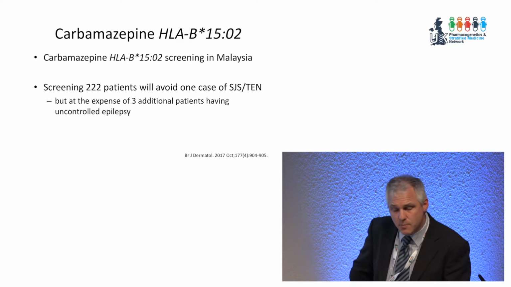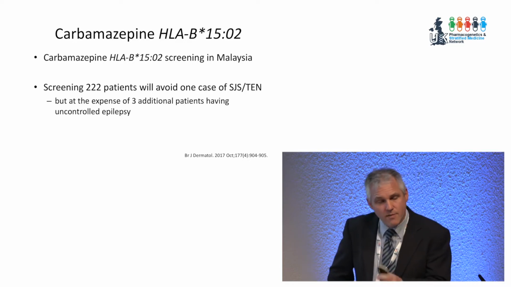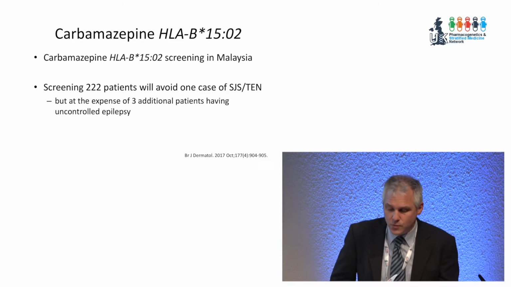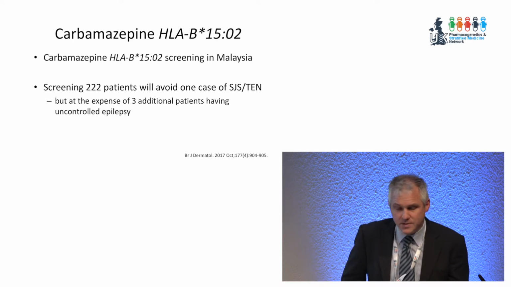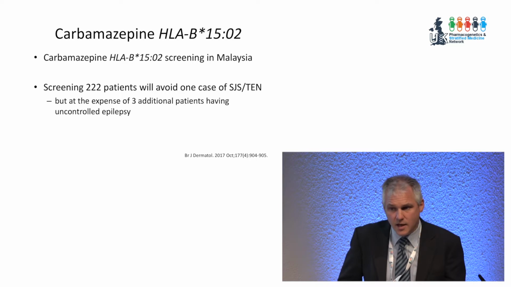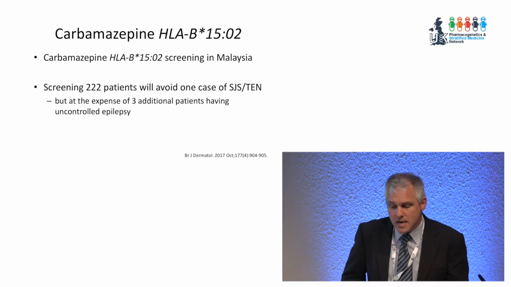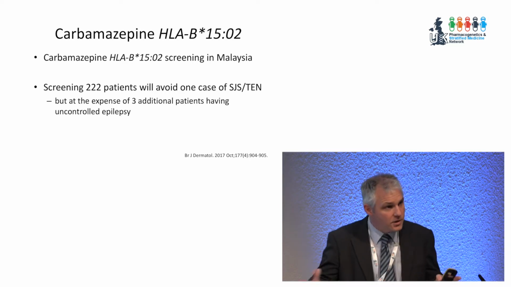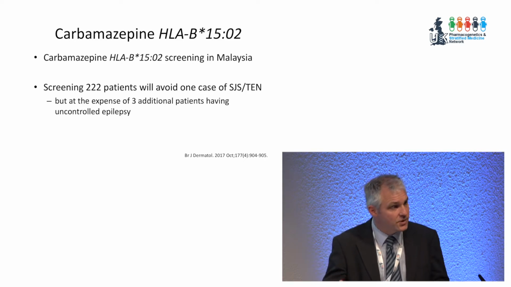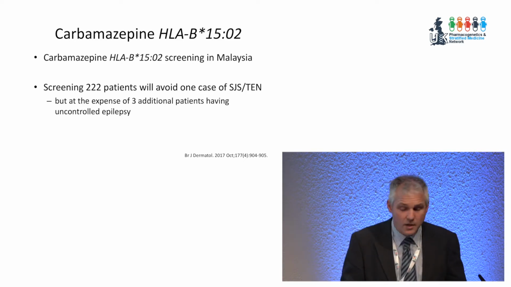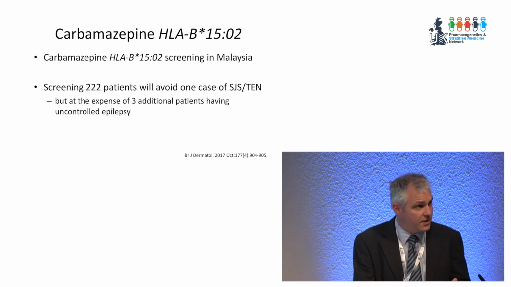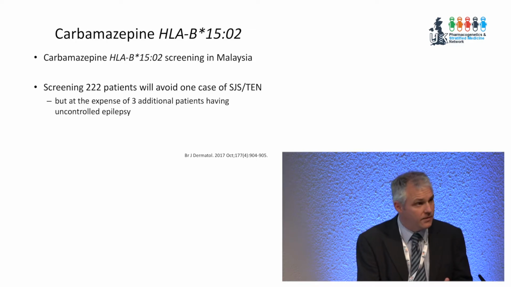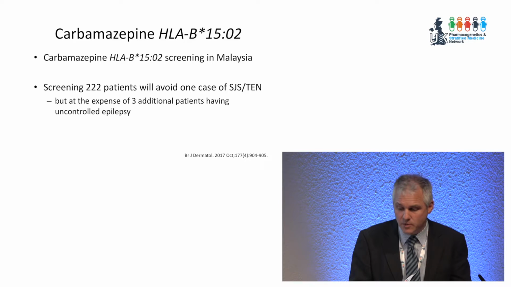But there's a price to pay, because I think the prevalence of B1502 was in the order of about 10% in the population that they had studied, meaning that there were large numbers of patients that were prescribed an alternative anti-epileptic drug. And that drug was less effective. It was phenytoin or lamotrigine, I think. It was less effective in their analysis compared with carbamazepine.